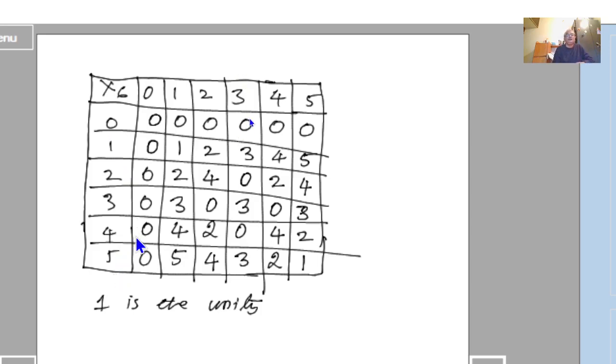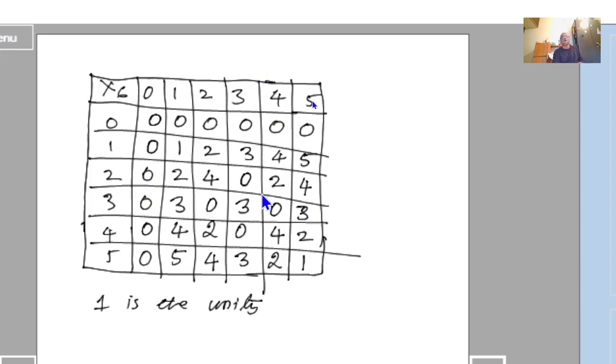And in this commutative ring, see first row zeros, first column zeros. Second row 0, 1, 2, 3, 4, 5. Second column 0, 1, 2, 3, 4, 5. Third row 0, 2, 4, 0, 2, 4. Third column 0, 2, 4, 0, 2, 4. And fourth row 0, 3, 0, 3, 0, 3. Fourth column 0, 3, 0, 3, 0, 3. Fifth row 0, 4, 2, 0, 4, 2. Fifth column is 0, 4, 2, 0, 4, 2. And sixth row is 0, 5, 4, 3, 2, 1. Sixth column 0, 5, 4, 3, 2, 1.